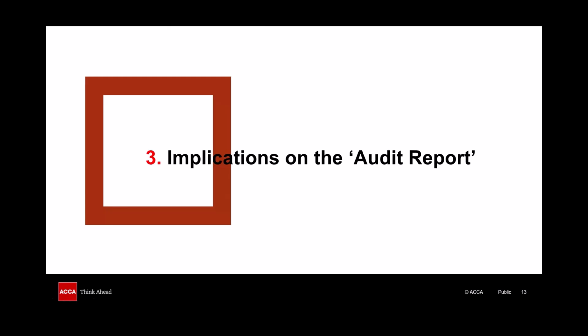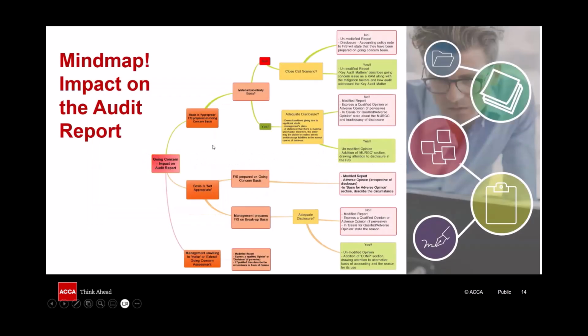Now moving forward towards a very important area, which is implications on the audit report. So this is the mind map I was talking about earlier. This will provide you with a visual memory of the implications of the going concern issue on the audit report and make the questions easy peasy to answer. So let's move forward.